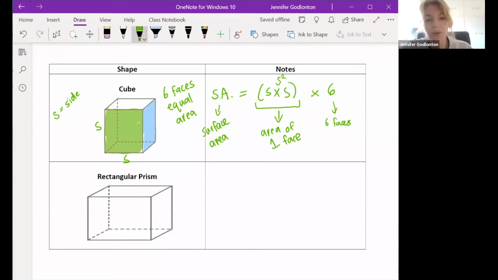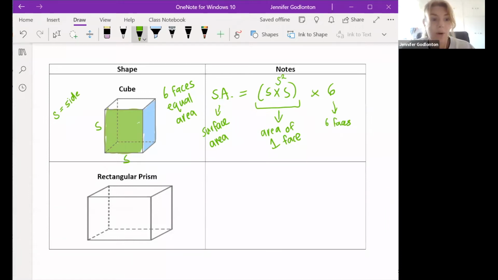Before I move on to the rectangular prism, because it's a little bit different, does anyone have any questions about this cube surface area, something that you're not understanding or you'd like more clarification on? Please feel free to ask if there's anything about the cube that you're not feeling comfortable with.